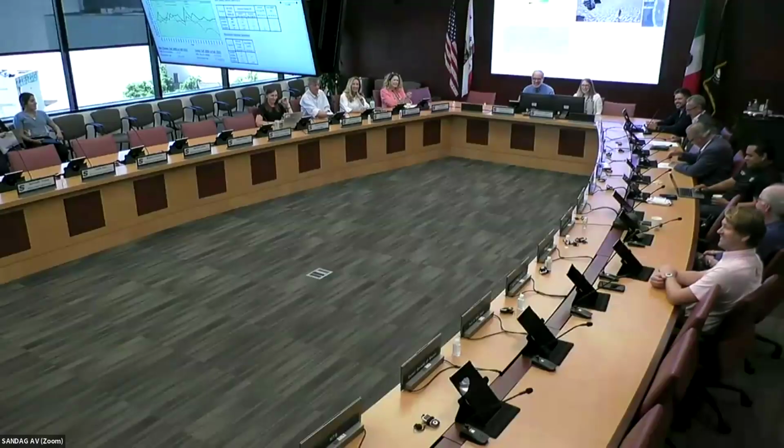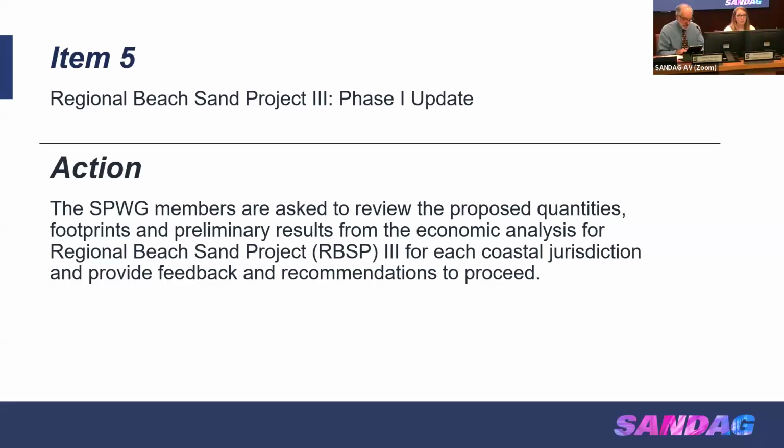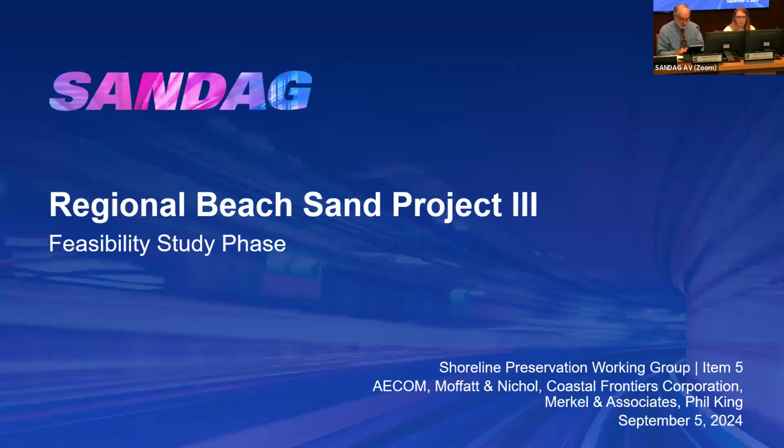Thank you. All right, last call for questions or comments on this agenda item. It's very important, as I mentioned, to how we spend our money, which leads us right to the next topic. And that is the last up, agenda item number 5, Regional Beach Sand Project 3, Phase 1 update. The project team will present the proposed sand volume quantities, footprints, and preliminary results from the economic analysis for RBSP3 for each coastal jurisdiction. Our Shoreline Working Group members are asked to provide any feedback and recommendations for the project team to proceed with this project.